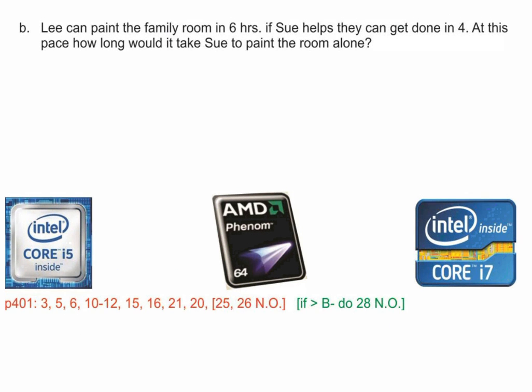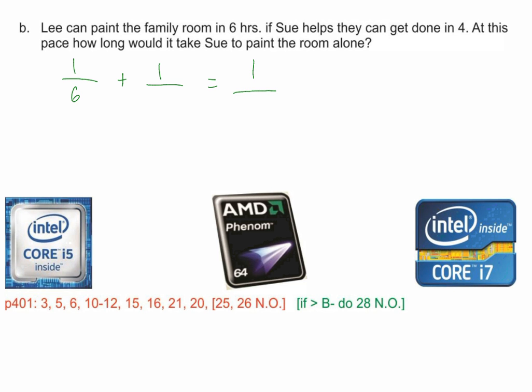Last one. Lee can paint the family room in 6 hours. If Sue helps, they can get it done in 4. At this pace, how long would it take Sue to paint the room alone? All right, so you got 1 over Lee plus 1 over Sue equals 1 over the total, right? Again, it's a total equation. This time we only have 2 people.